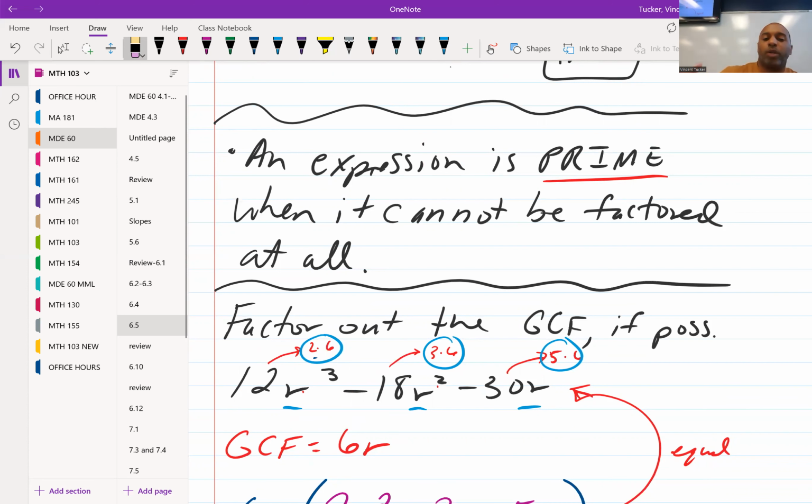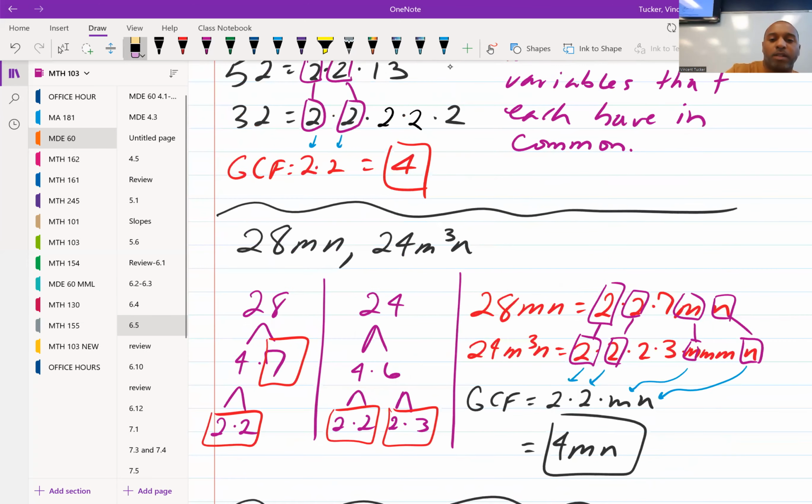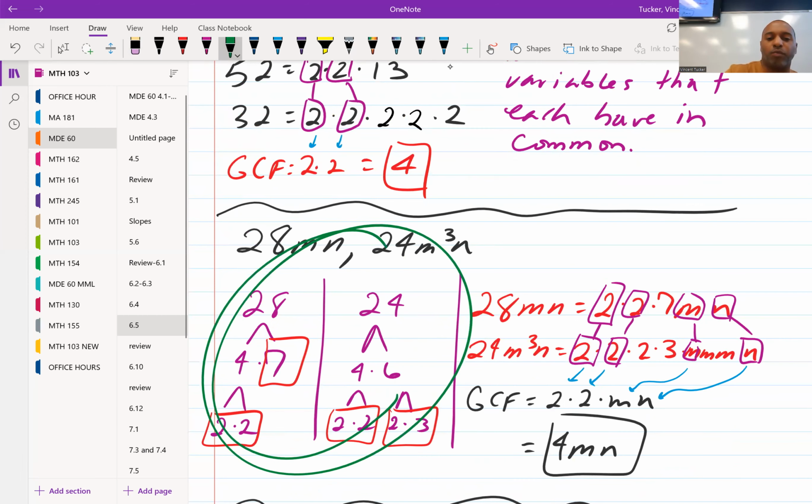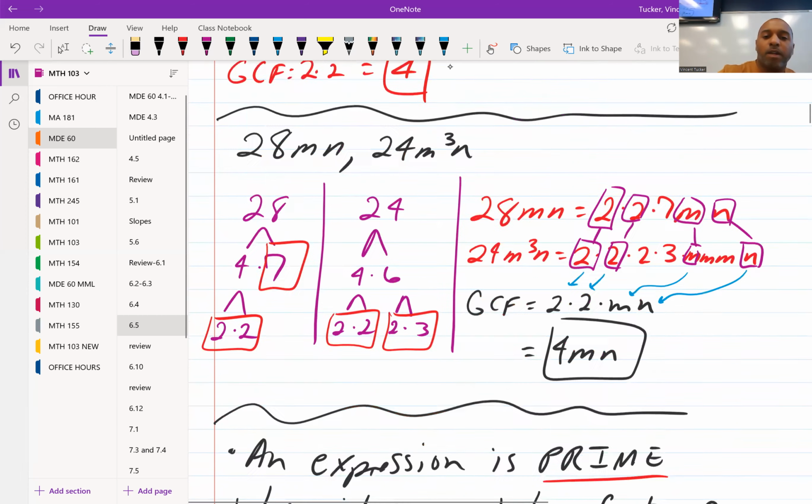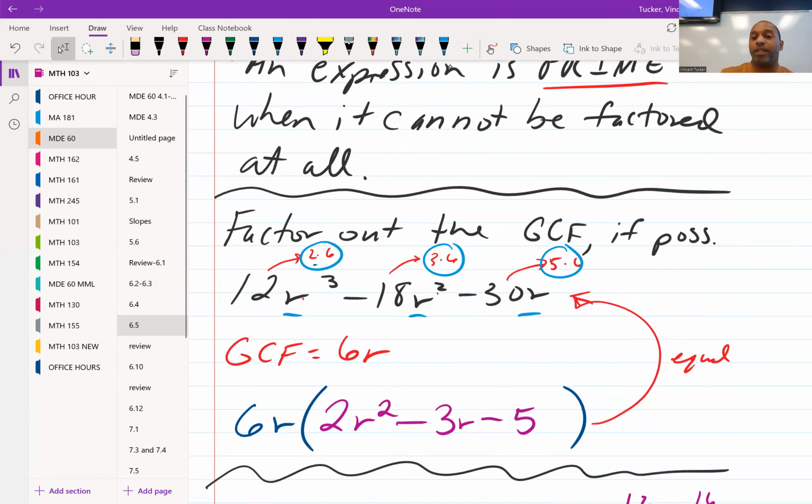So, if we were to go through the tree process that we just finished using, we would break 12 into 2 times 6, 18 into 3 times 6, 30 into 5 times 6, break down 6 into 2 times 3, and stuff like that. Most of the time when we do this process is because we're not familiar with the numbers, or if we don't see a GCF.